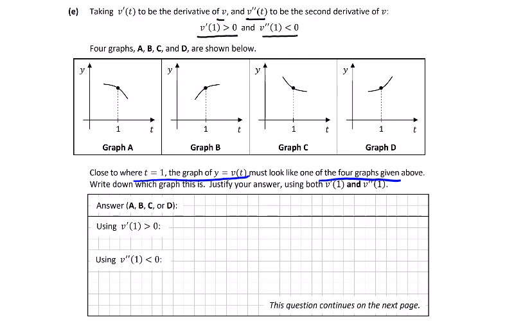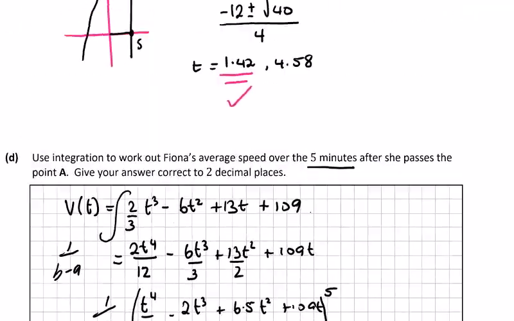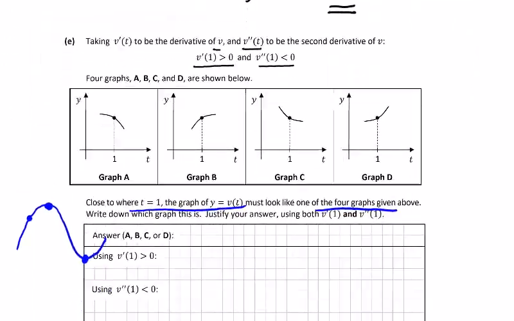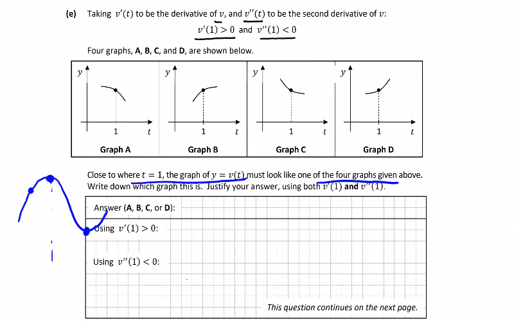So what do we say already about this graph? It's coming up. It's going through the y-axis at 109, and then it's reaching max at 1 point something, and then min at 4 point something. So we're going to have 2 turning points here. What was it again? 1.42 and 4.58. So we imagine on the x-axis 1.42 and 4.58. So what's happening here?